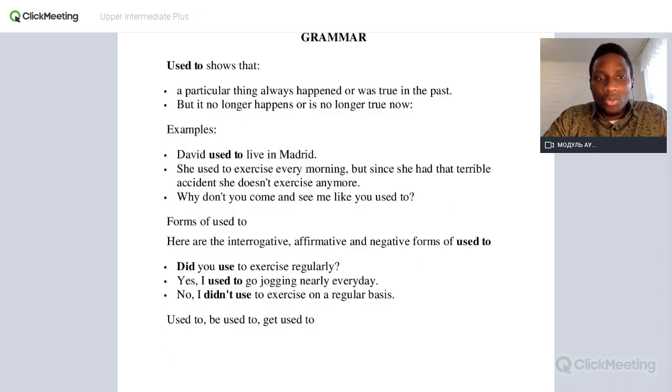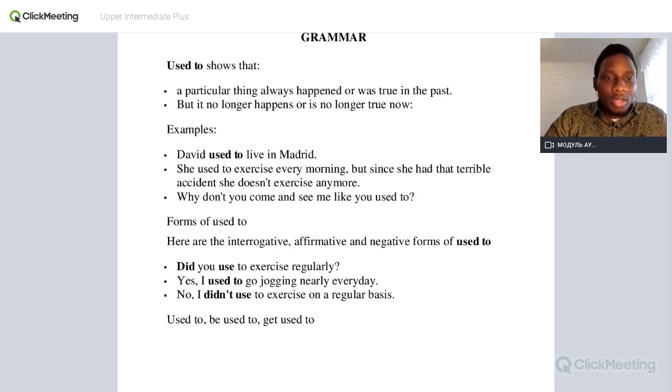Now, there are some forms of "used to". We have the interrogative, which is asking questions about certain things that we do. We have the affirmative, which confirms that things are actually true. Then you have the negative forms. The first one is "did". Usually when you want to ask questions regarding "used to", we say, "Did you used to exercise regularly?" And then you give details: "Yes, I used to go jogging nearly every day." Nearly every day is the same thing as almost every day.